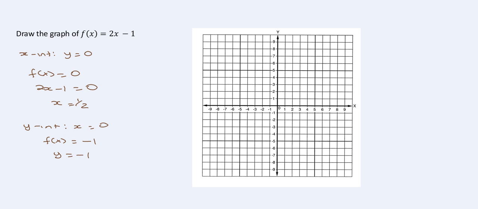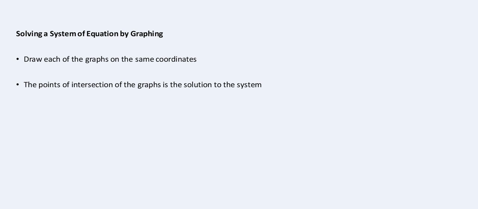So now we're going to put this on the graph. Y equals minus 1, that's right here. X equals 1/2, which is right here. So now we're going to draw a line that joins both points together. So we got this. That's the graph of y equals 2x minus 1. Now to solve a system by graphing, we're going to draw graphs of both equations on the same coordinate plane, and then the point of intersection is where we have a solution of the system.